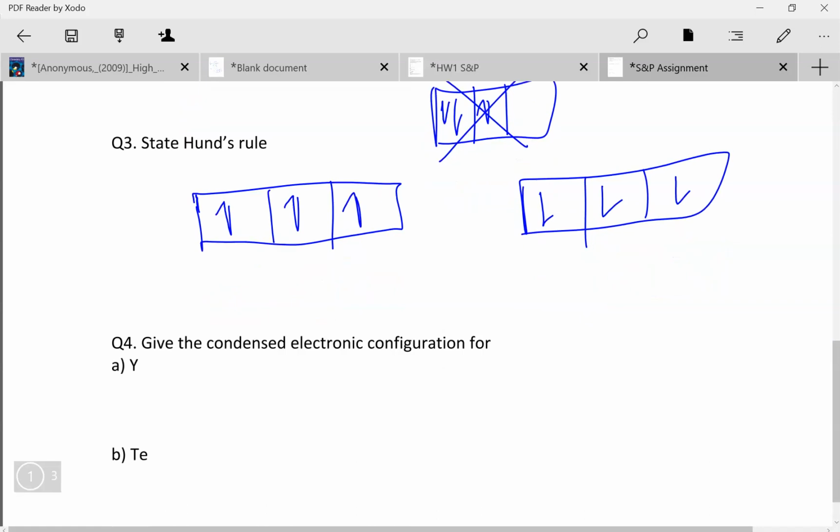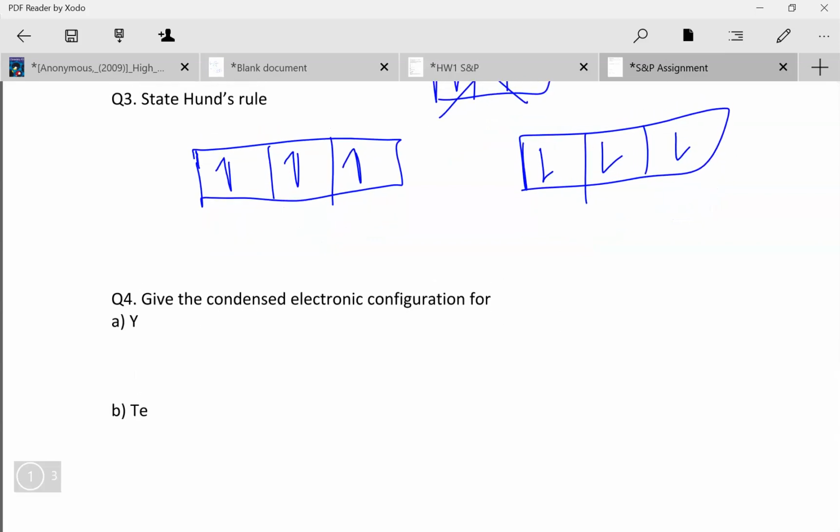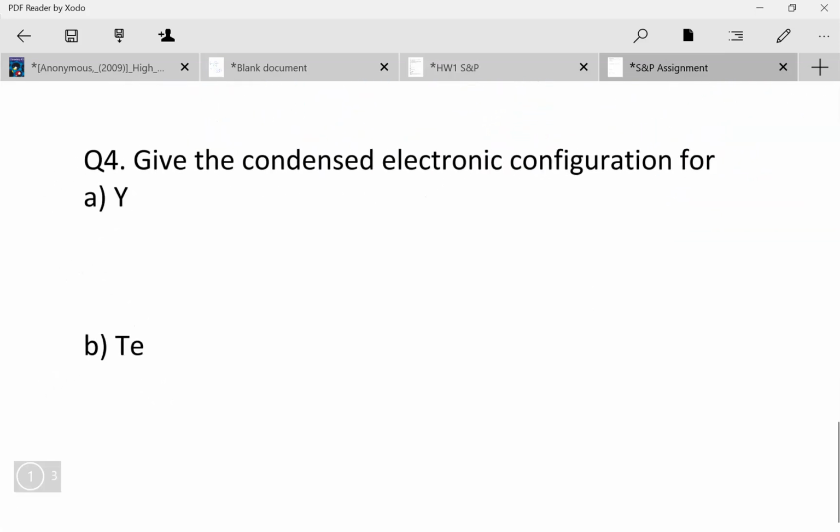You can give me an example. I just want to see some kind of understanding about what Hund's rule is. As long as you can explain it in words or give me an example, that's fine.